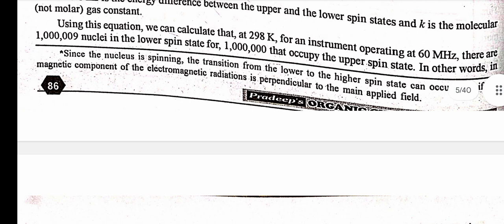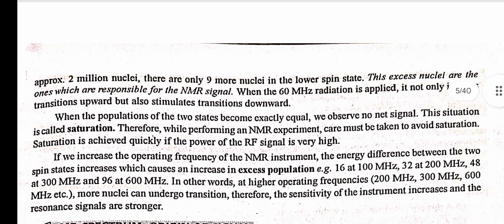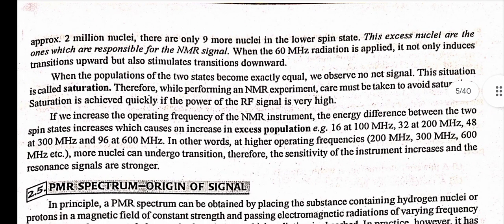In other words, in approximately 2 million nuclei, there are only 9 more nuclei in the lower spin state. These excess nuclei are the ones which are responsible for the NMR signal. When the 60 MHz radiation is applied, it not only induces transitions upward but also stimulates transitions downward. When the populations of the two states become exactly equal, we observe no net signal. This situation is called saturation. Therefore, while performing an NMR experiment, care must be taken to avoid saturation. Saturation is achieved quickly if the power of the RF signal is very high.